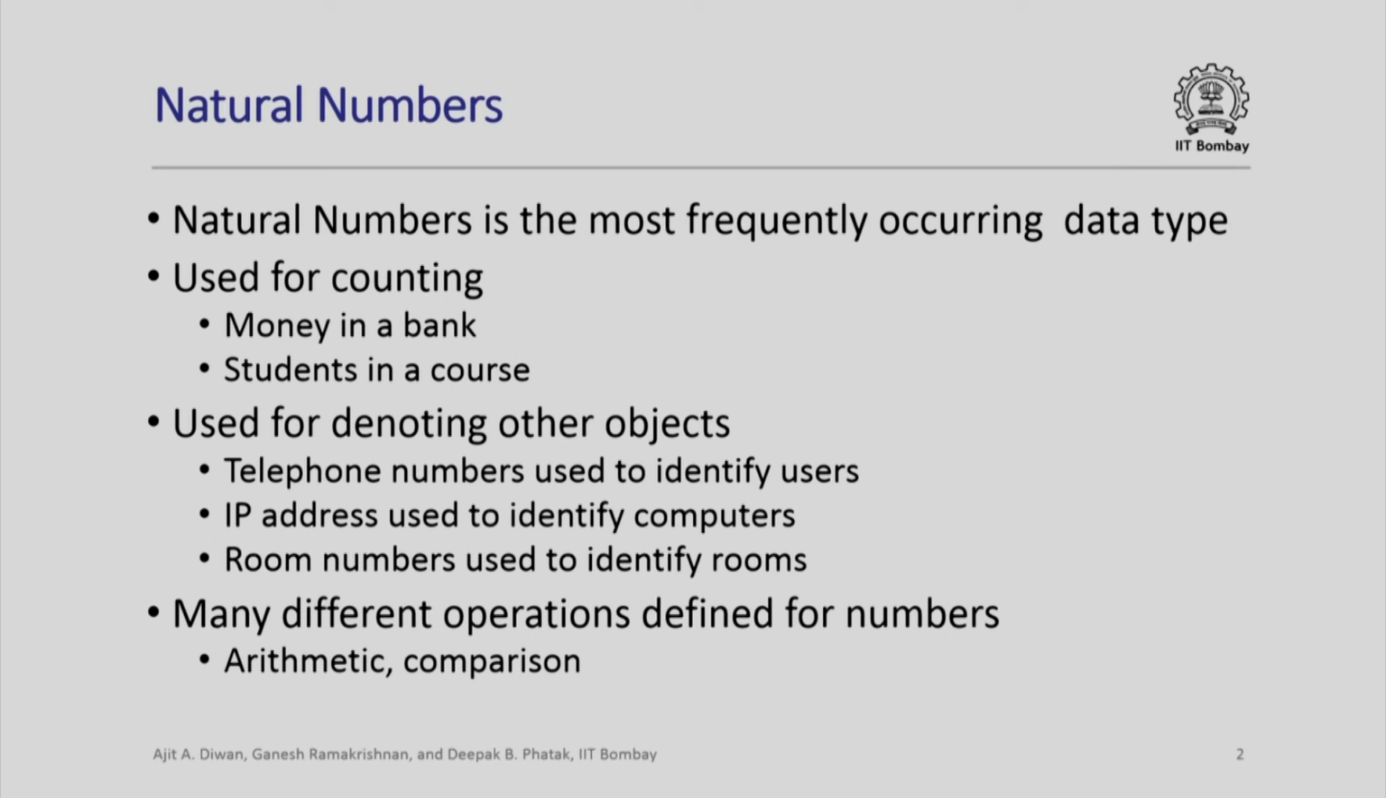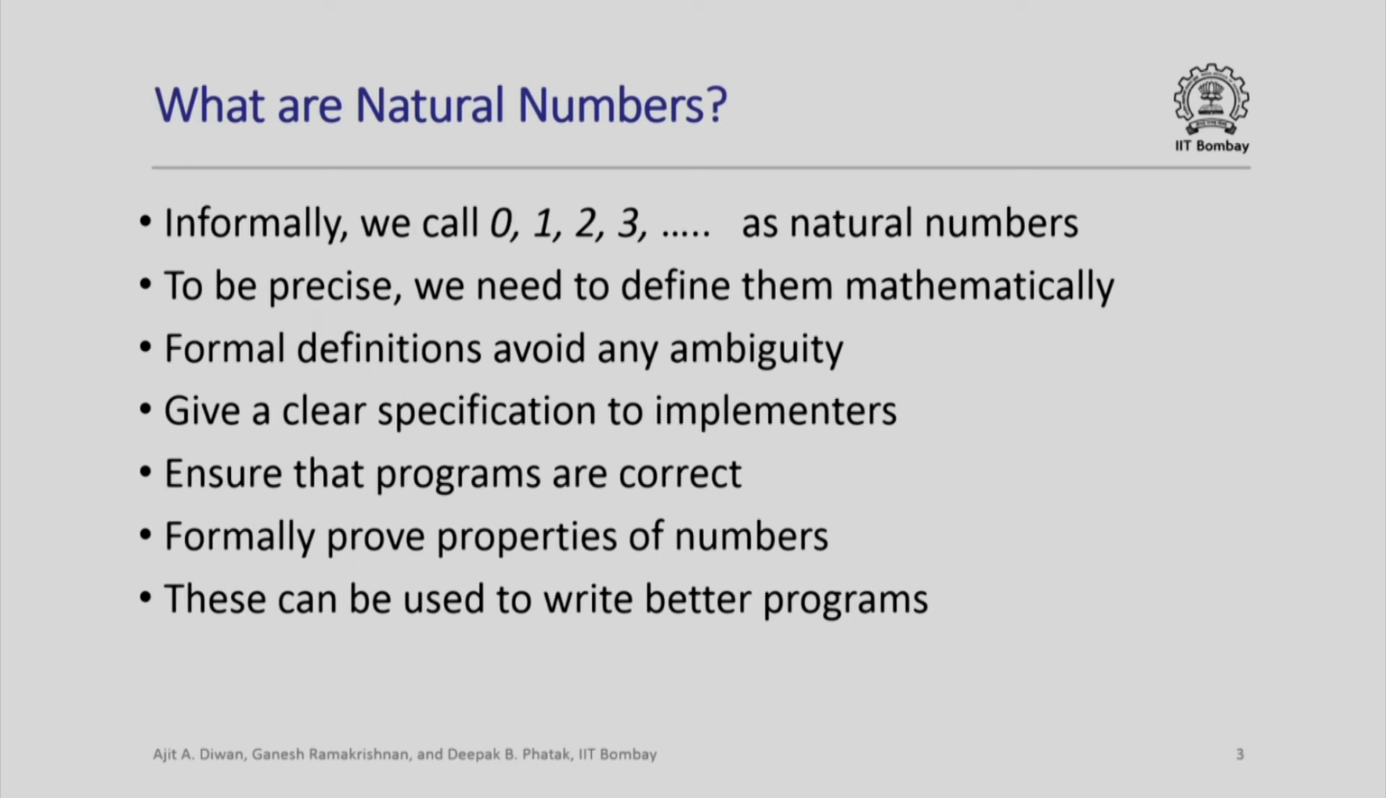So, if you are counting things using a number, typically you will add and subtract things to that number, whereas if you are using it to denote certain objects, you will probably be doing comparison more than adding or subtracting. So, there are many different operations that are used on numbers, and different purposes for which numbers are being used. But what are natural numbers?